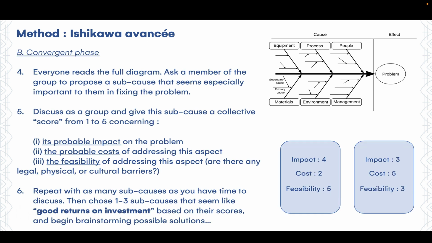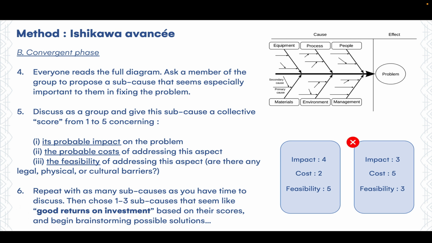And then once you've gotten the widest possible list of interesting causes and subcauses, that's when you take a little break. Everyone reads the full diagram. You ask someone to propose what is one of these subcauses you think is really important. And then you discuss, you give a score: impact, cost, feasibility. And you repeat that as many times as you can, depending on how much time. You don't have to do all the subcauses on your list, but you want to focus on the ones that the group thinks are especially high impact first.